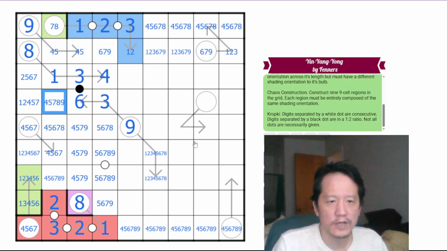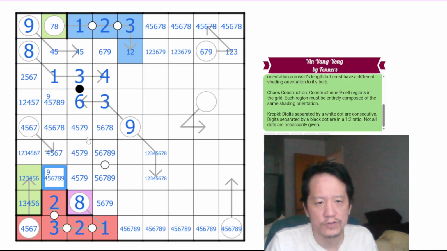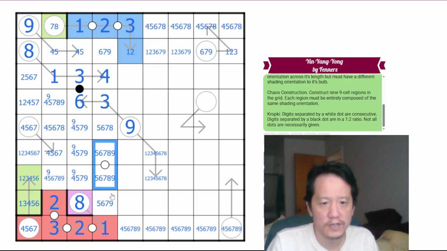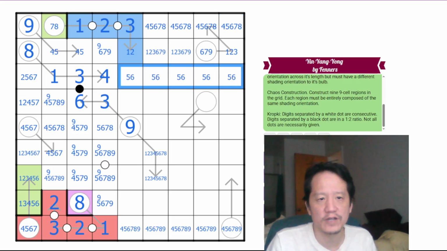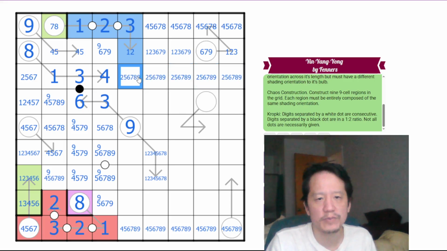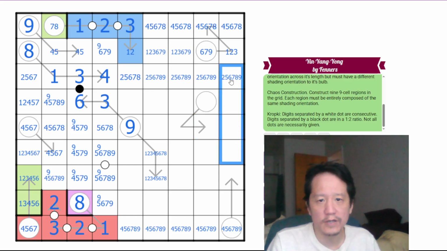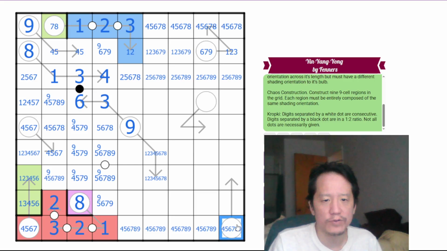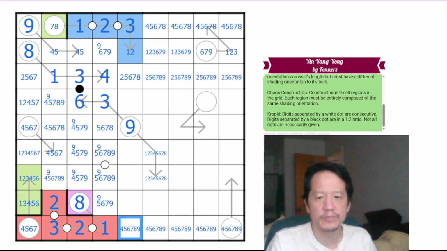Nine. Okay, so 9 is one of these two. 9 is one of these three. 9 is one of these four. 9 can be, okay, this is 5, 6, 7, 8, 9, and 2. But this can't be 9 here. 9 could be any of these three or this digit. This can't be 9.